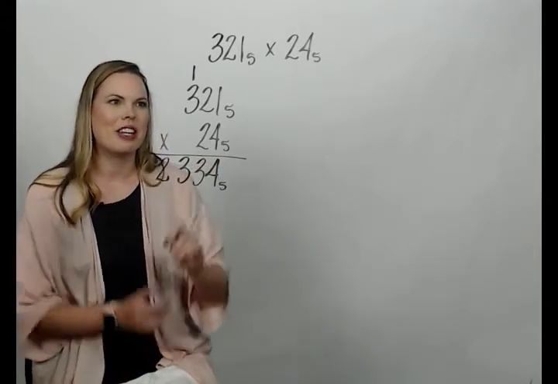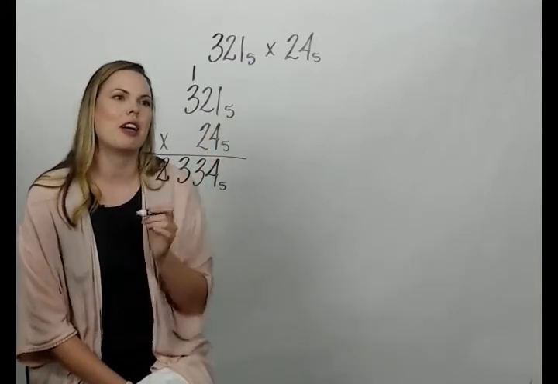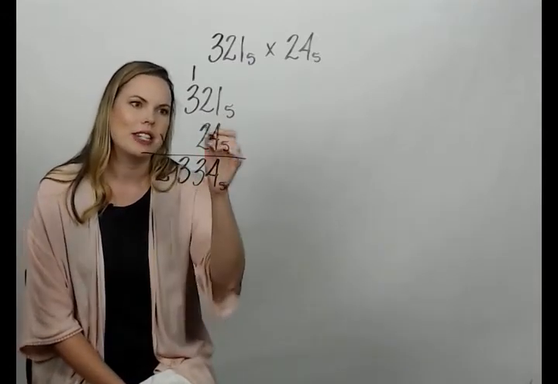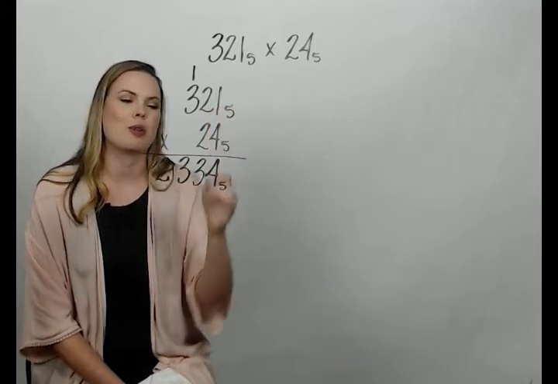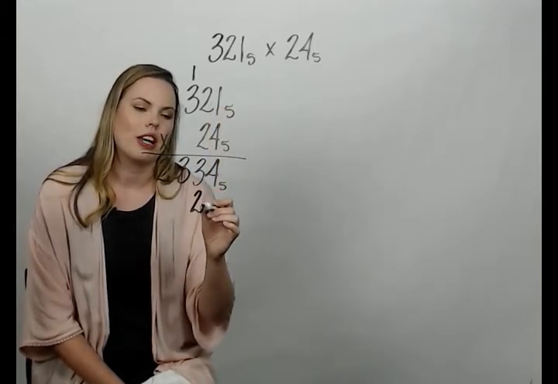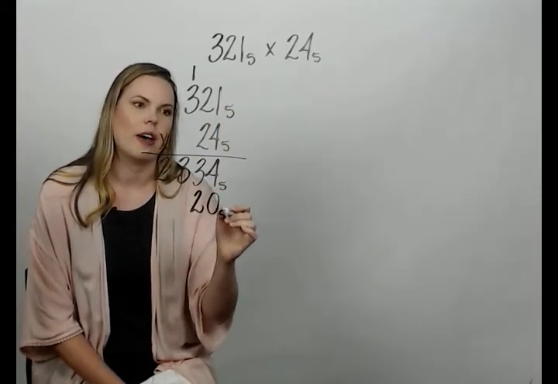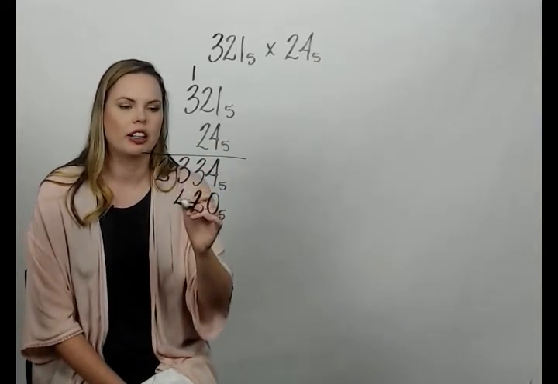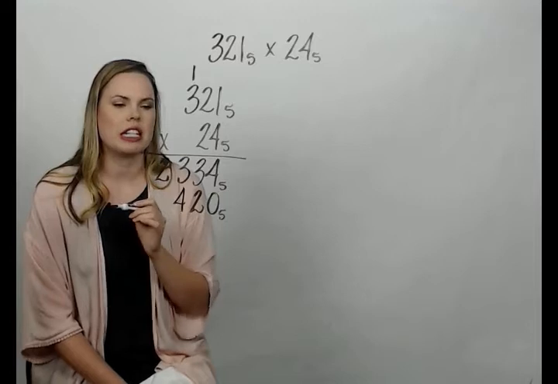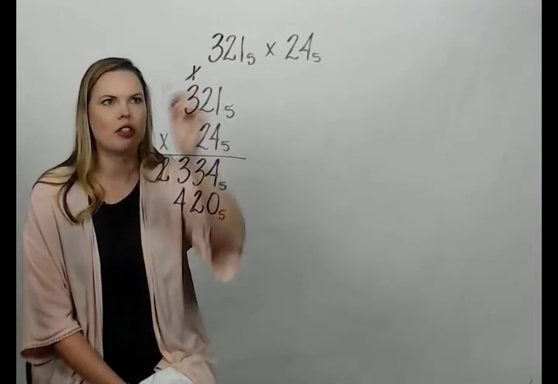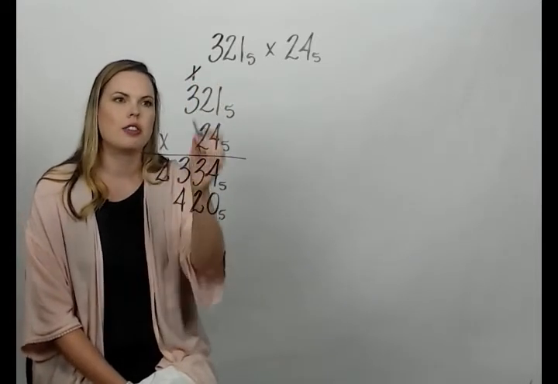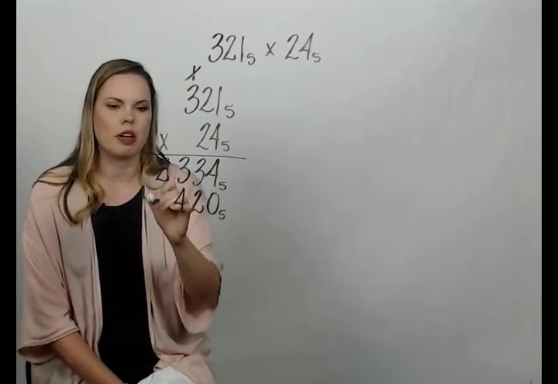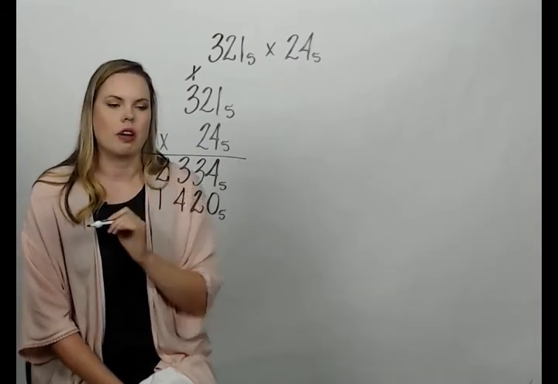Okay, moving to the next one. 2 times 1 is 2, and remember this is a 20, a 20 times a 1. So it is going to go here with a 0 in this place value. 2 times 2 is 4. And 2 times 3 is 6. That one, I probably should have crossed it out. It's from this. 2 times 3 is 6, which is 1 5 and 1 1.